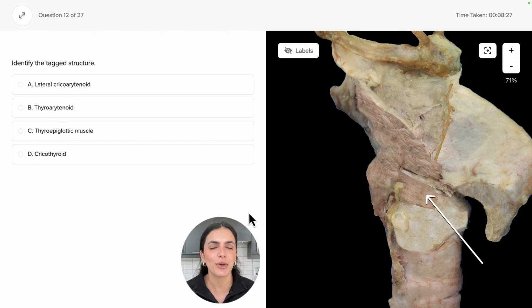So if we just go back to our question here, identify the tag structure. Because it is found laterally and attaches onto the cricoid and then the arytenoid cartilages, this one specifically is going to be the lateral cricoarytenoid.